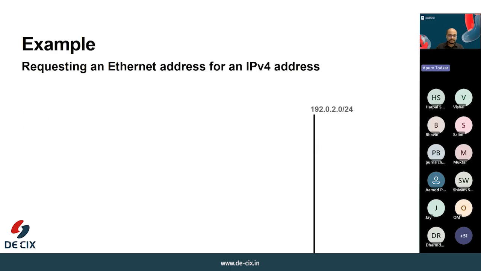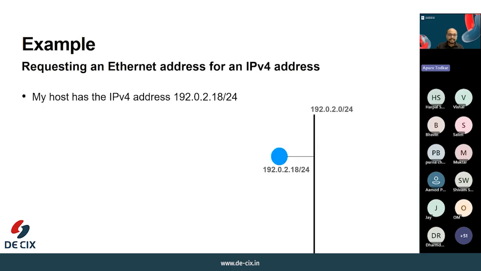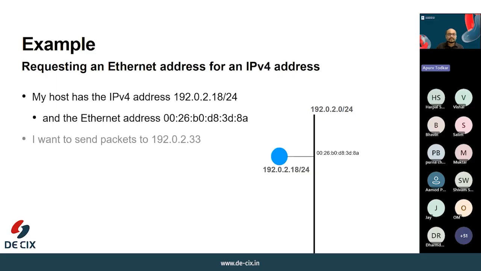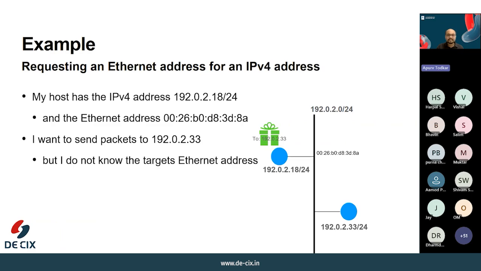Let's take an example. How do I get the Ethernet address for a given IP address? Let's start on a local network with a single host that wants to send traffic. First of all, the sender must have an IP address. In our example, the sender has the IP 192.0.2.18/24. The sender also knows its own Ethernet address, so that part is quite easy.